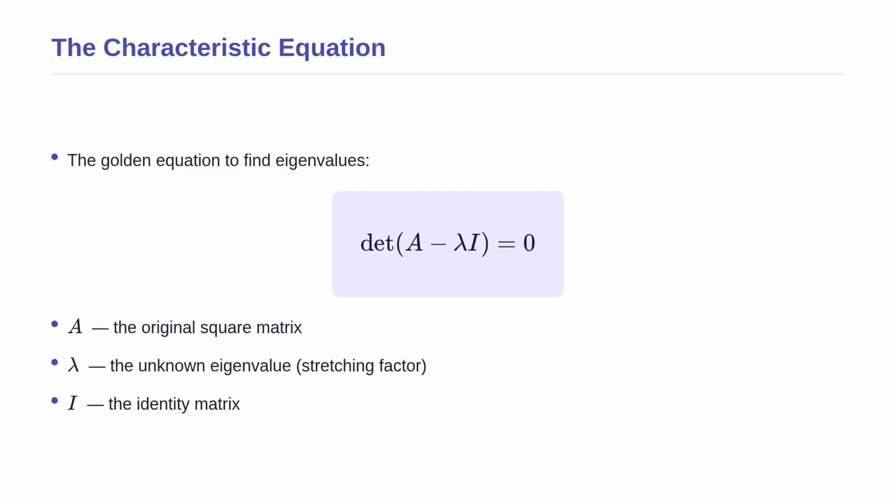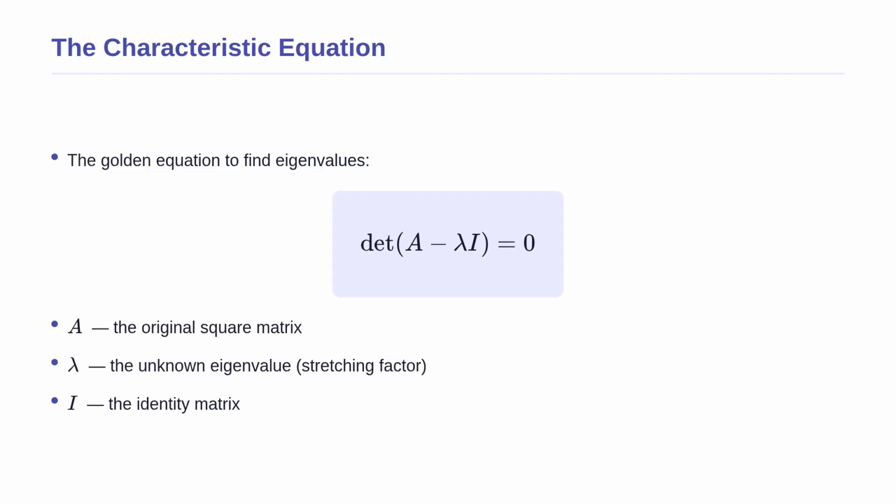This brings us to the golden equation. To find these hidden stretching factors, we use the characteristic equation. Conceptually, this formula forces the matrix transformation to squash space, which only happens when its determinant is 0.